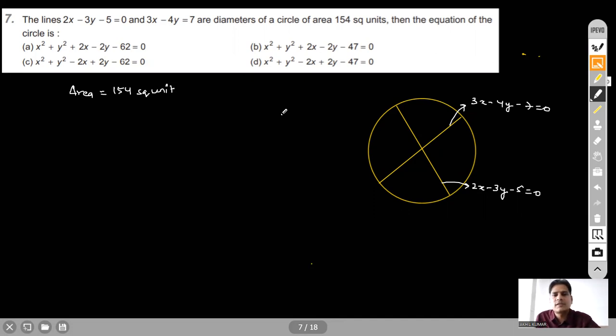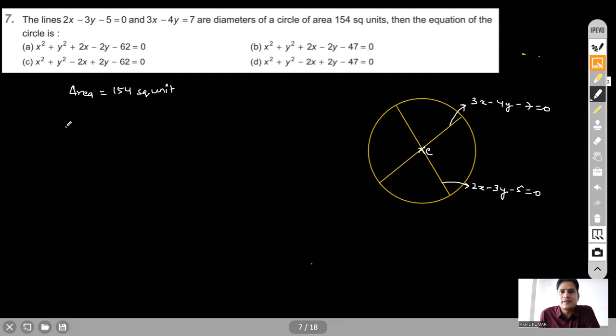So then, we have to find the equation of this circle. Since these two lines represent the diameters, what will be their intersection point? Their intersection point will be the center of the circle, right? The intersection point of the diameters will be the center. So let me solve these two equations.